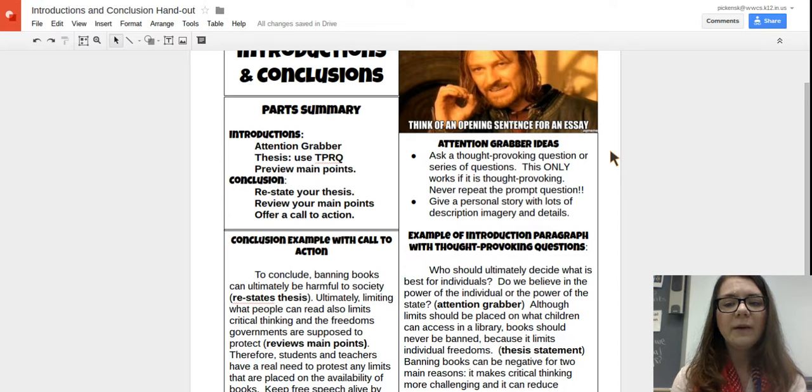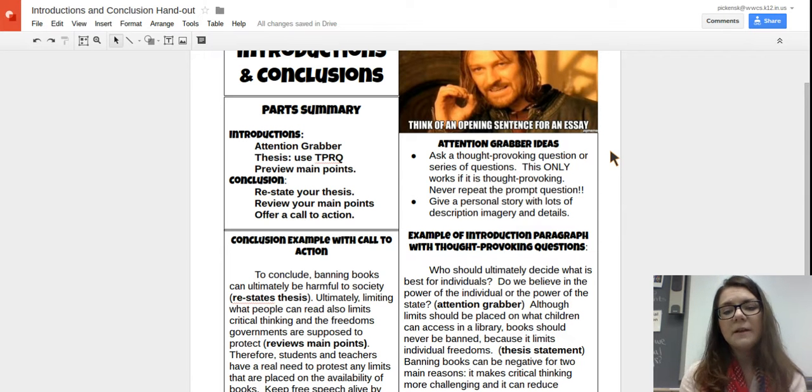So make sure you keep in mind that your audience doesn't necessarily have a lot of background knowledge on your topic yet. The other thing you can do is start with a personal story or another story that has something to do with your topic that uses a lot of imagery and details, and you use all these details to really grab your audience's attention.